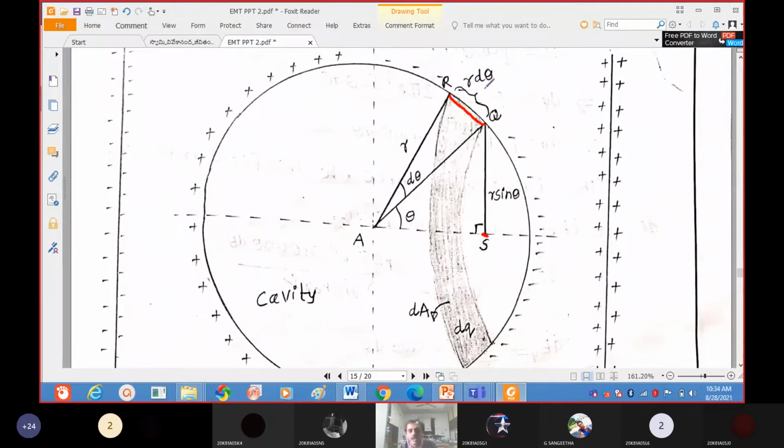And this is the thickness of the ring. How do we calculate the thickness here? By using the sector formula, the thickness of the ring is r d theta.